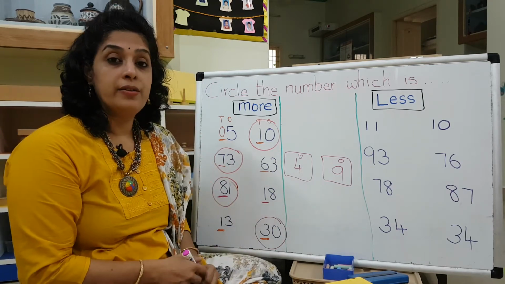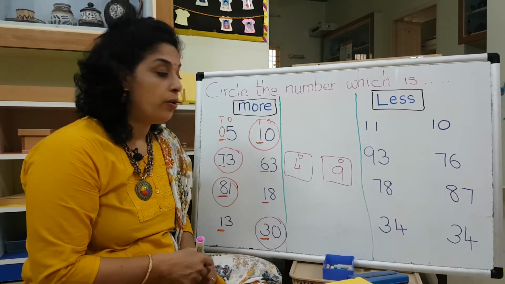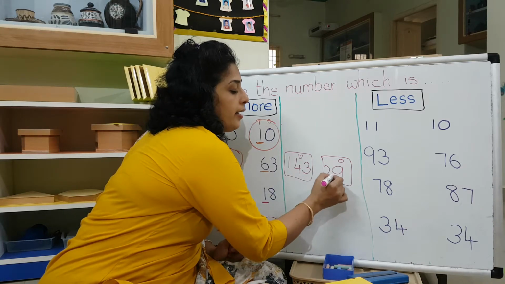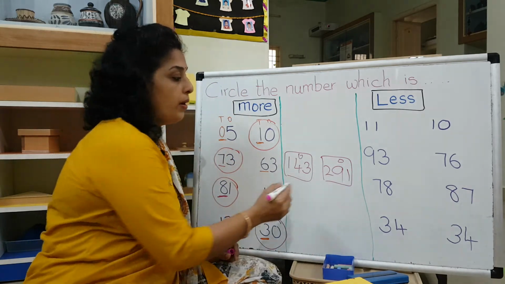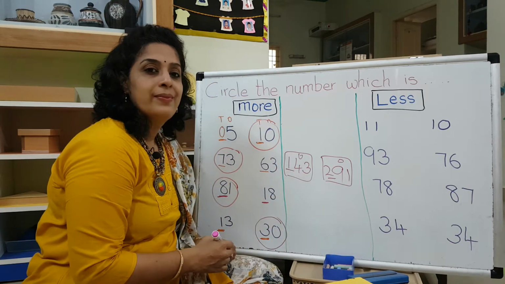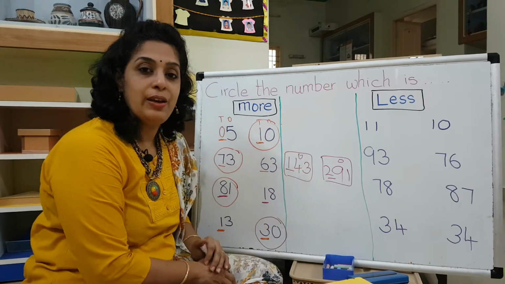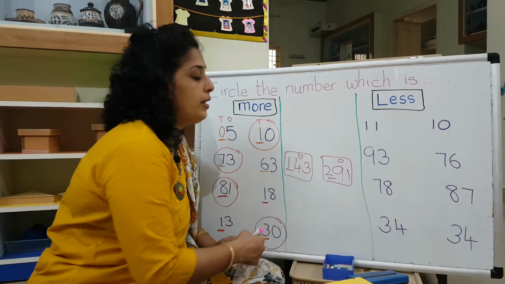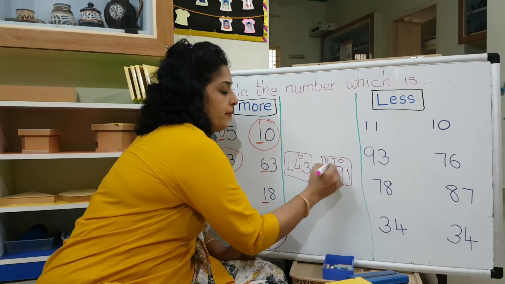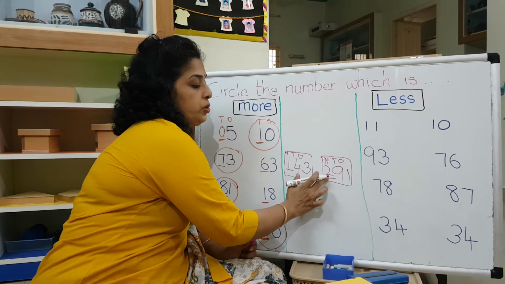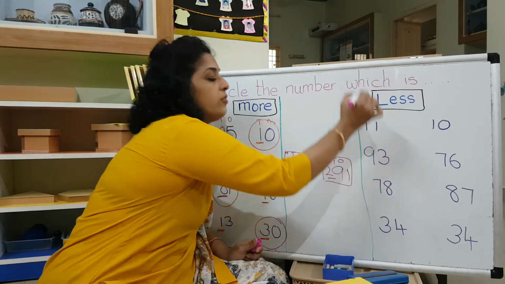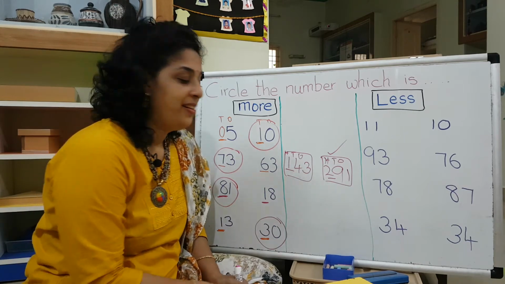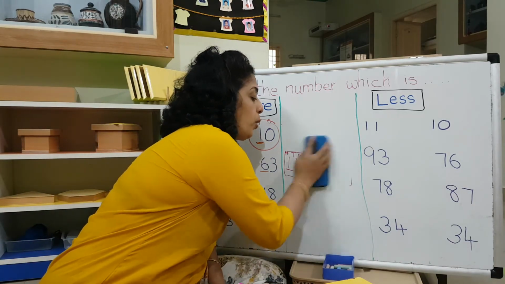But for bigger quantities, you will have to go by place value. Like for example, if I say 143 and 291, you will have to go by the place value. If you find out the place value, you can easily say. Here it is 2, here it is 1, in the hundreds place, right? So you will say this is more because 2 is more than 1. Okay? So this is how you find out what is more.